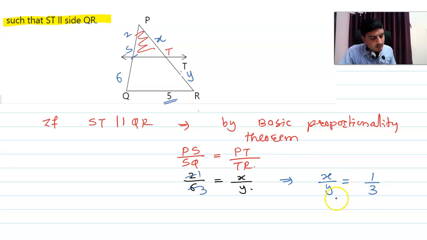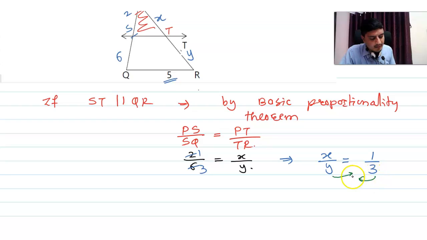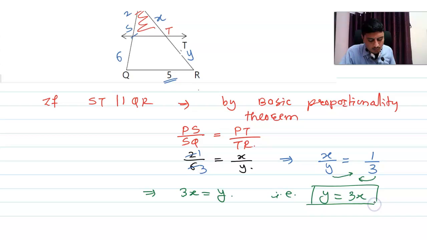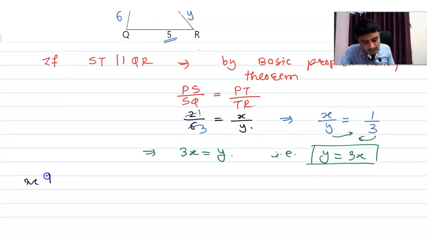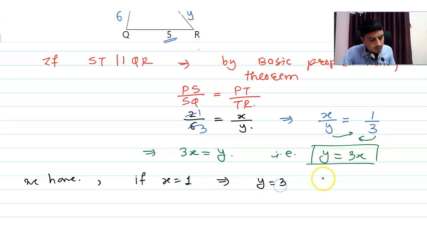Now using cross multiplication, we shift Y from LHS to RHS and 3 from RHS to LHS, so we get 3x equal to Y. That is, Y equal to 3x. So now we have pairs of values of X and Y of the form: if we consider the value of X is 1, that implies Y is equal to 3. So X comma Y is 1 comma 3.